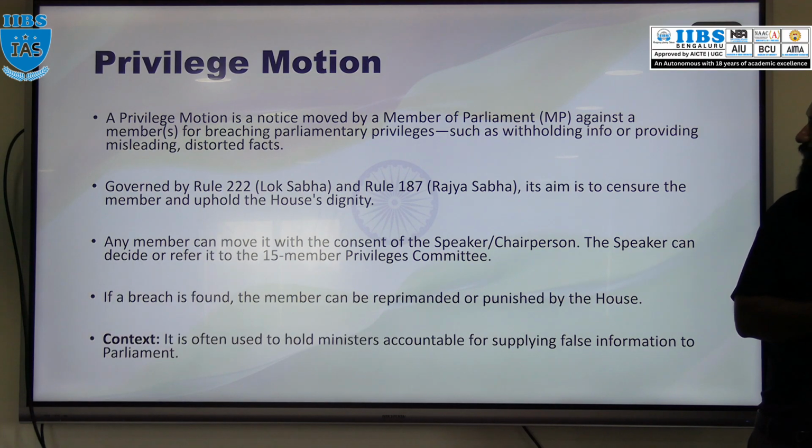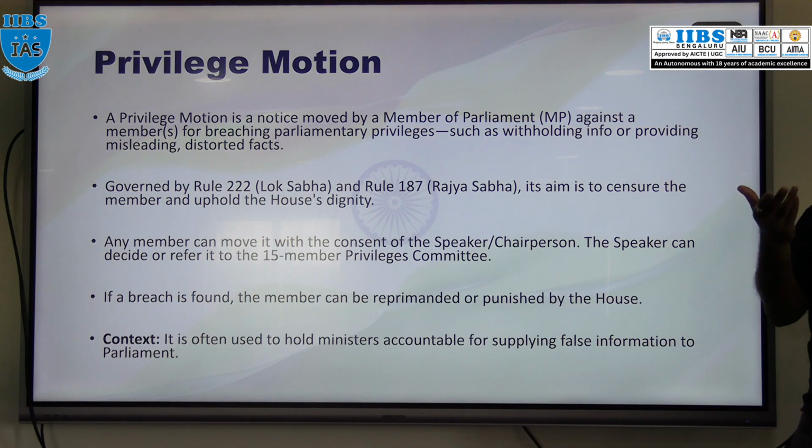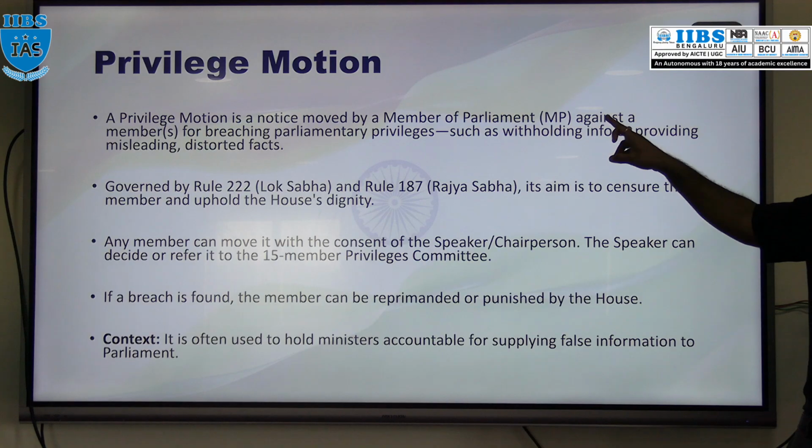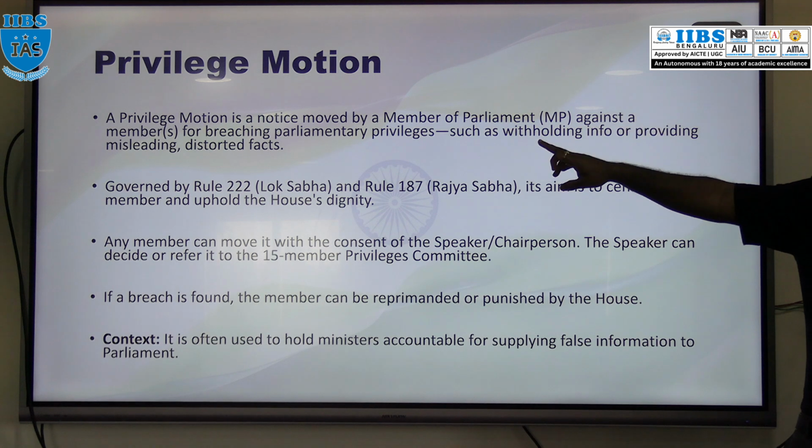Every member of parliament, and the council of ministers, they also have a privilege. Any member of parliament or a council of ministers, both are members of parliament, they have certain privileges. If they are breaching those privileges, then at that time any member of parliament can introduce this privilege motion against any member.